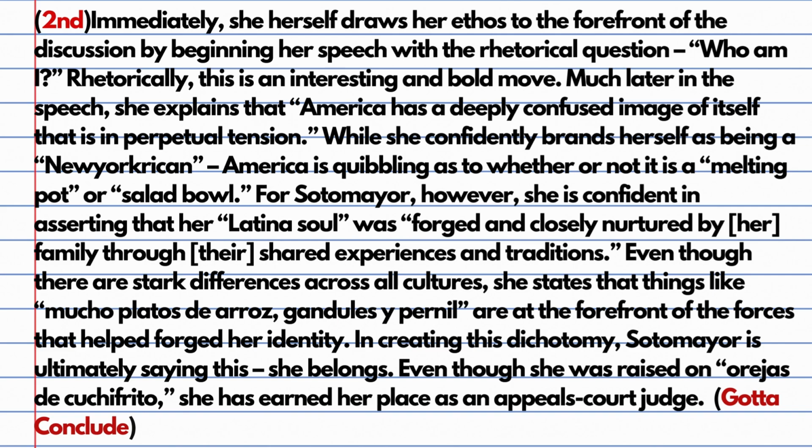Much later in the speech, she explains that America has a deeply confused image of itself that is in perpetual tension. While she confidently brands herself as being a New York-Rican, America is quibbling as to whether or not it is a melting pot or a salad bowl. So let's talk about how I'm embedding my quotes, because those sound pretty silky smooth. You don't hear any abrupt, brusque transitions. I use something called the 5-word rule.